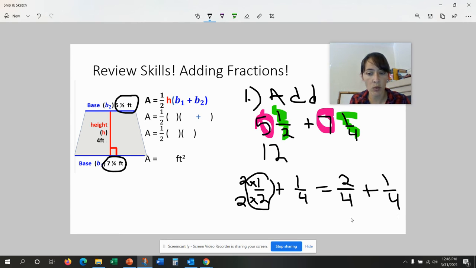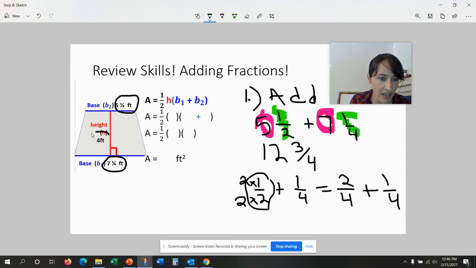2/4 plus 1/4, when they have common denominators and we're adding, not multiplying or dividing, but adding or subtracting, we just take a look at those numerators. So 2 plus 1 is 3/4. So 12 and 3/4 is step 1. But we had to review those skills. The next steps are going to be fraction multiplication, and it looks like some fraction division.